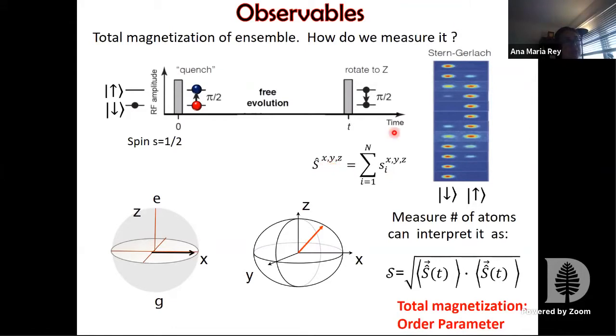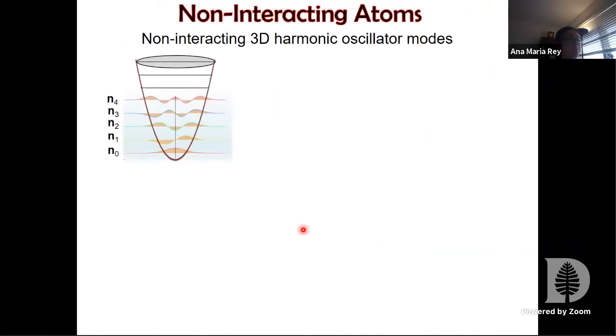And what I'm measuring after this protocol is actually the length of my spin, of the total magnetization. That's the order parameter of this transition. So let me explain a little bit better what it means. Let me start with the non-interacting case that hopefully is much easier to understand.